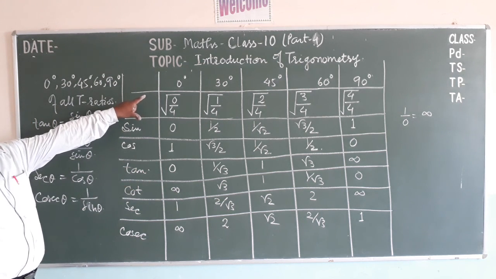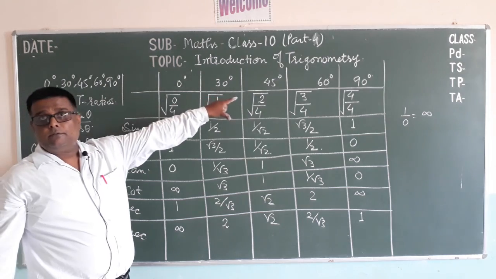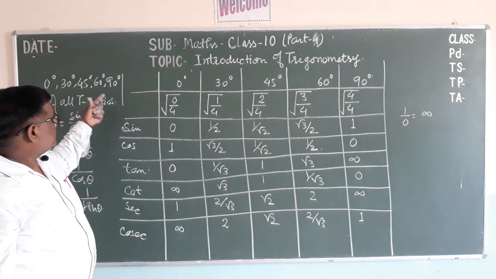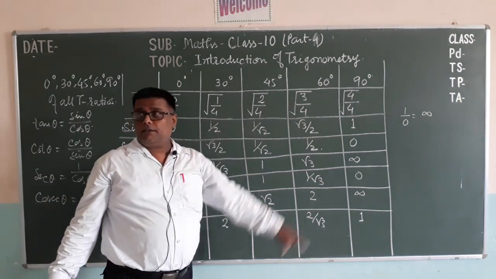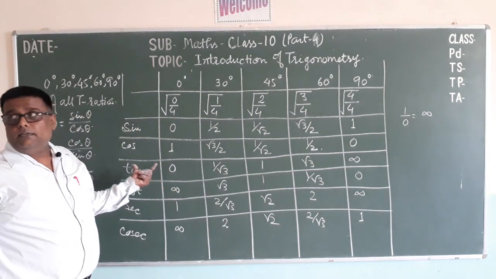We have to find the values of all the trigonometric ratios at 0 degree, 30 degree, 45 degree, 60 degree and 90 degree.